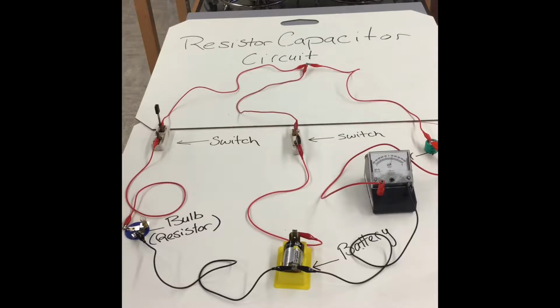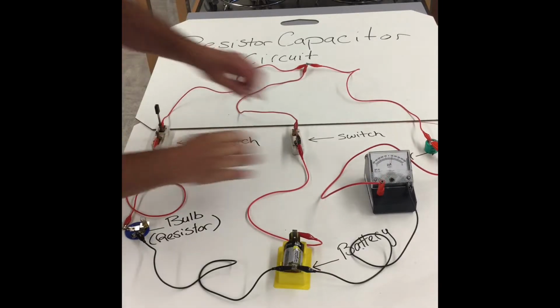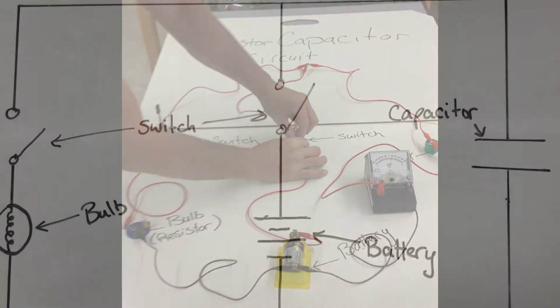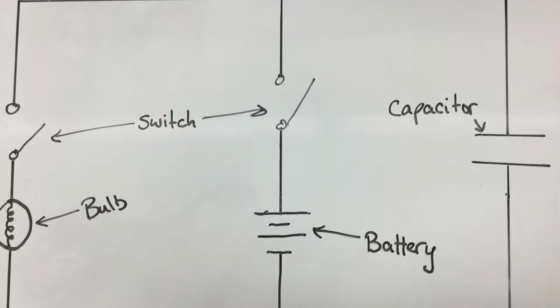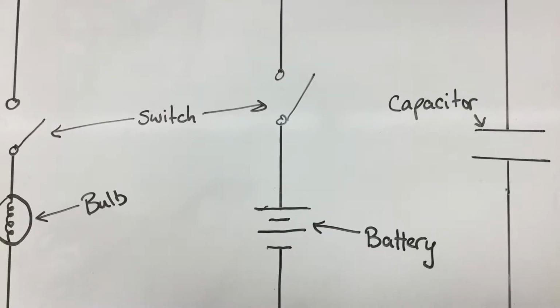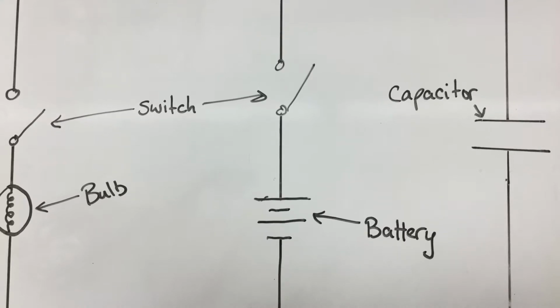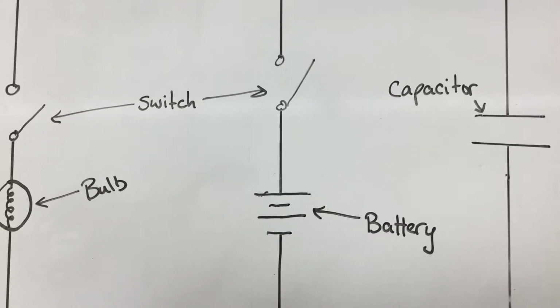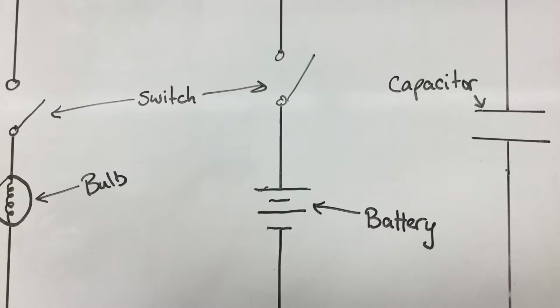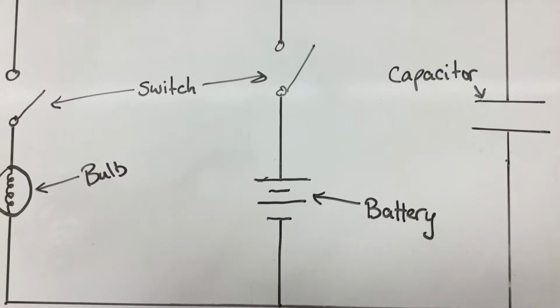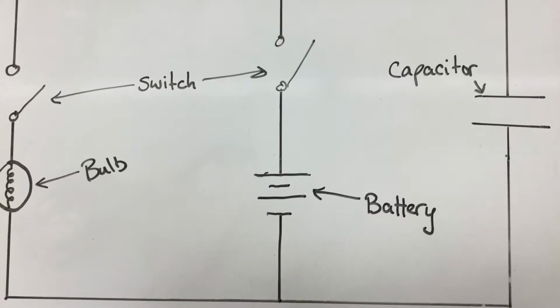We have a battery, we have a bulb, we have two switches, and we have a green capacitor on the right hand side, and a voltmeter to see if the capacitor is charging. At this point here, we will talk about the circuit itself. You'll note that we have two loops essentially. On the right hand side we have a battery, a switch, and a capacitor, and that's how we're going to charge the capacitor. And then on the left hand side we're going to have a bulb and a switch.